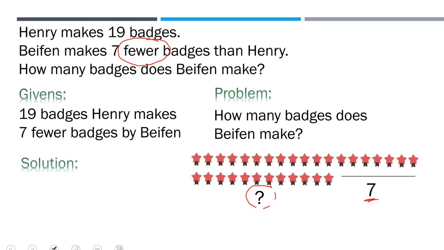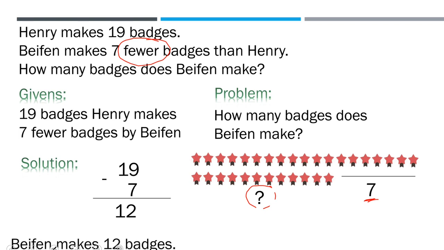So we start with our solution. Arrange them in ones and tens. 19 minus 7. So 9 minus 7 is 2. And then 1 minus 0 is equal to 1. So we have 12. And then write in a complete sentence. Biffen makes 12 badges.